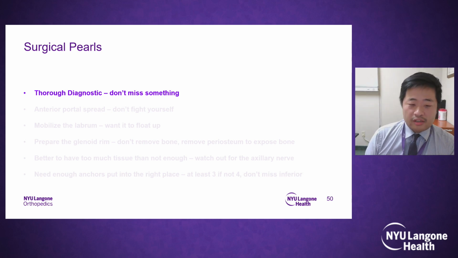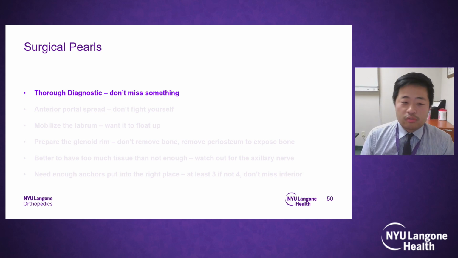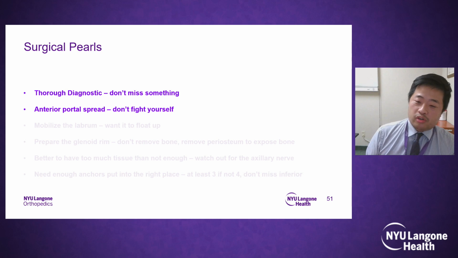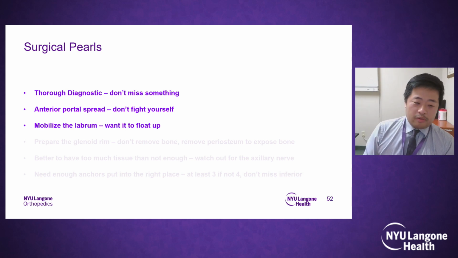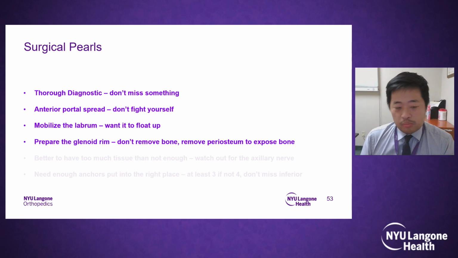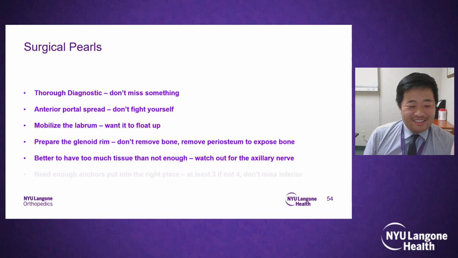You want to make sure you do a really good diagnostic. Don't miss a labral tear that's bigger than you realize. Make sure that your anterior portals are not fighting each other so that you don't keep banging up against yourself. Mobilize the labrum. If you can get it to float up, that's a really good sign. Prepare the glenoid rim. Don't take too much bone, but take enough tissue. It's better to have too much tissue than not enough.